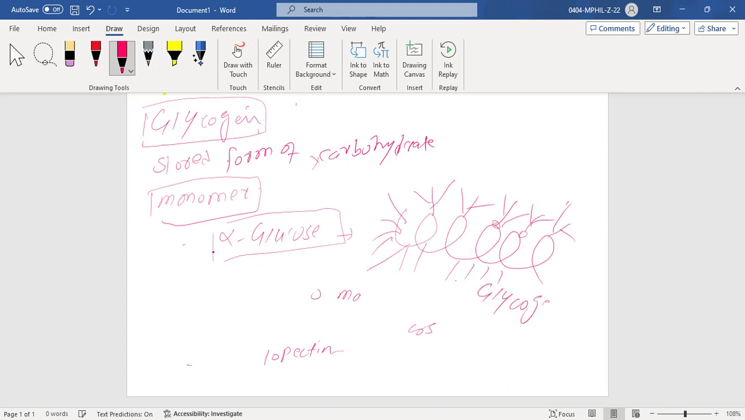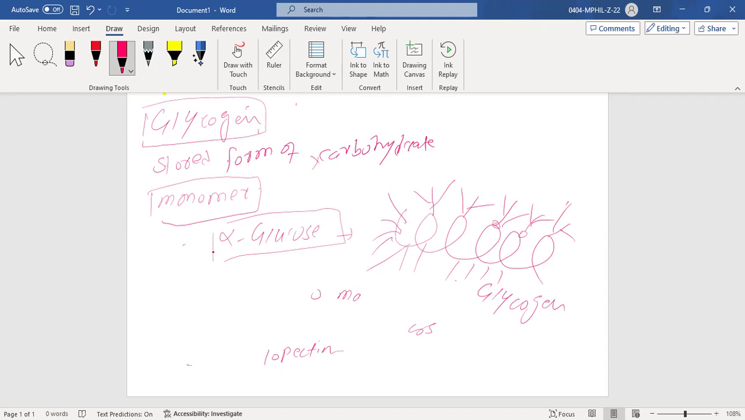This glucose is combined again. Yes, it is glycogen, because we are discussing glycogen. So this alpha glucose is repeated enough that it forms glycogen, but that glycogen is densely branched as compared to the amylopectin of starch.